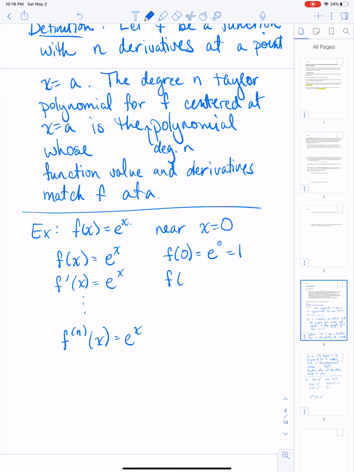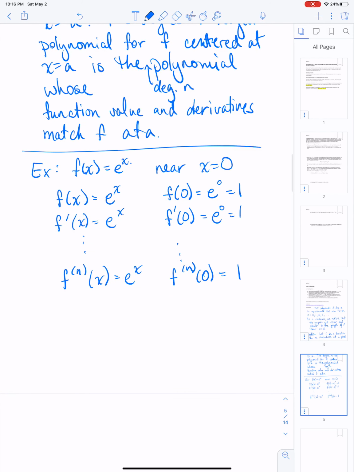f prime of 0 is still equal to e to the 0 equals 1, and so on. Okay, so all the derivatives also at 0 have to equal 1. And so then the question is, what is the degree n Taylor polynomial, which has all of the derivatives equal to 1 and the function value equal to 1? And so we can write down a general form of the Taylor polynomial. So let's write this down. We denote this as Pn of x.